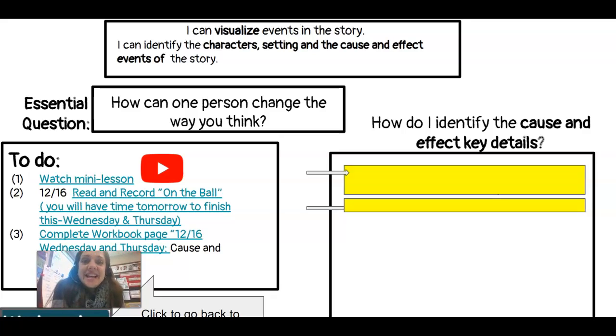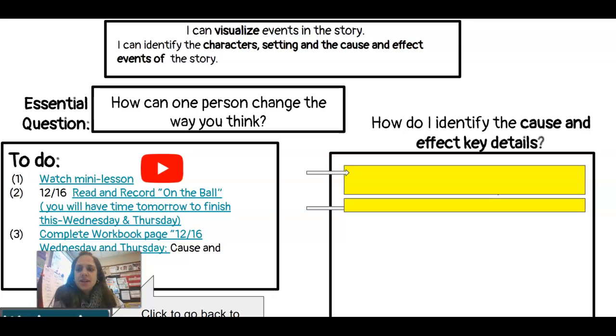Welcome to Wednesday. I can visualize events in the story, and I can identify the characters, setting, and the cause and effect events of the story. Our essential question that we've been thinking about is how can one person change the way you think? This question will help us to identify the characters, setting, and the cause and effect events of the story.